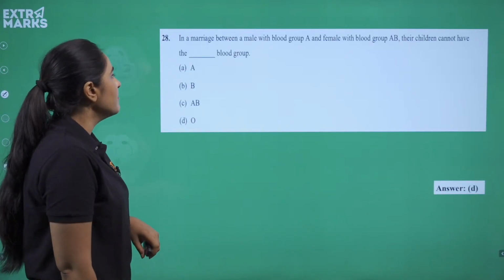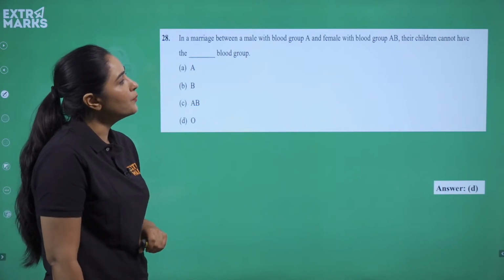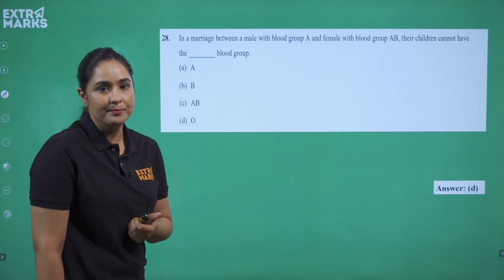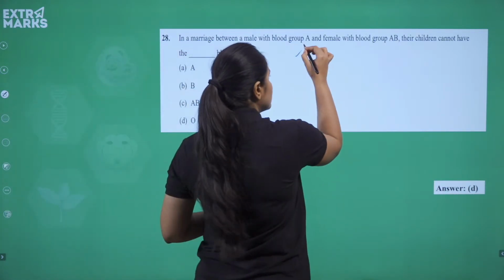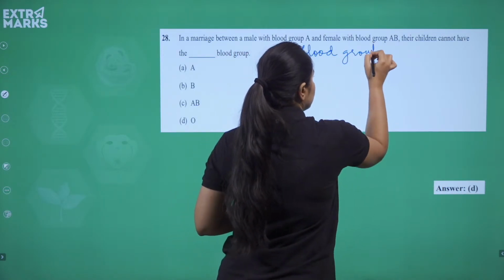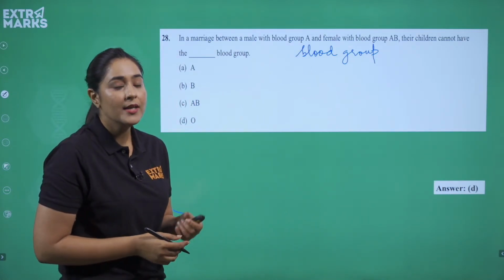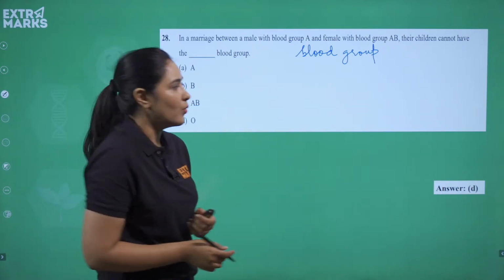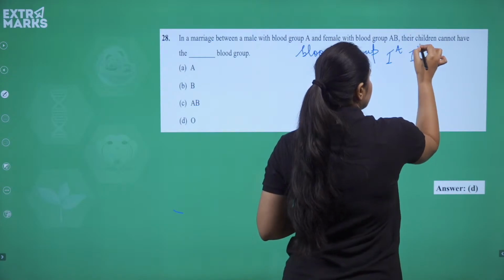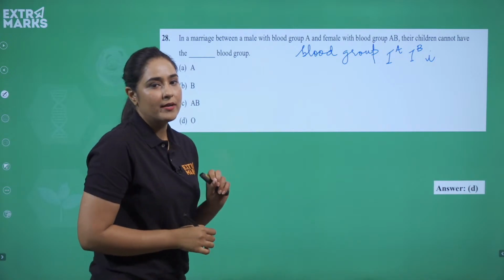Another question: in a marriage between a male with blood group A and a female with blood group AB, their children cannot have the dash blood group. So we know that blood group has multiple alleles, multiple allelism, and codominance, as shown by the human ABO blood group. So we have the alleles IA, IB and small i, which is for O type of blood group.